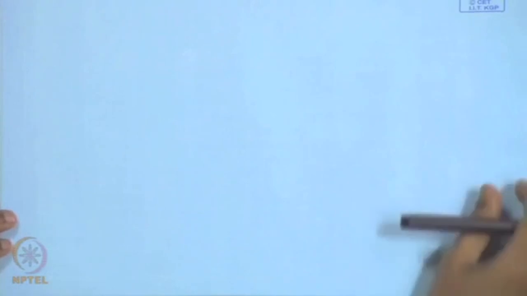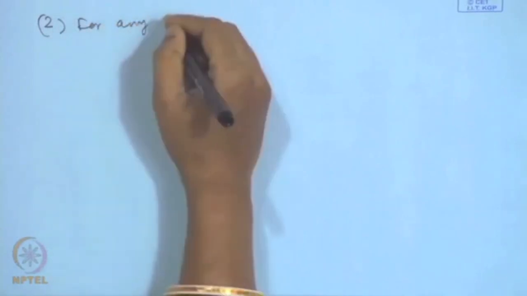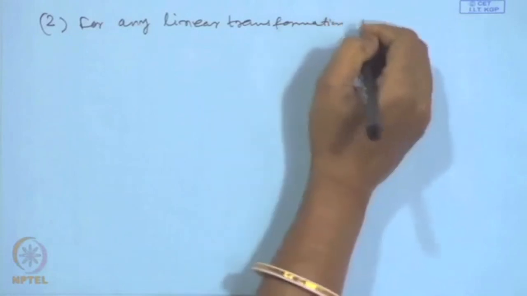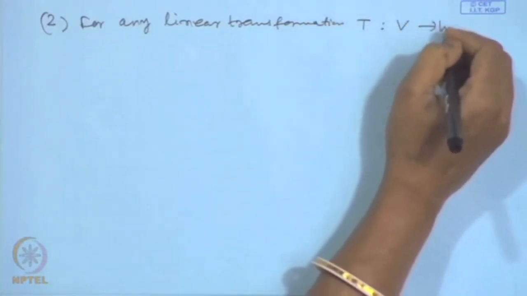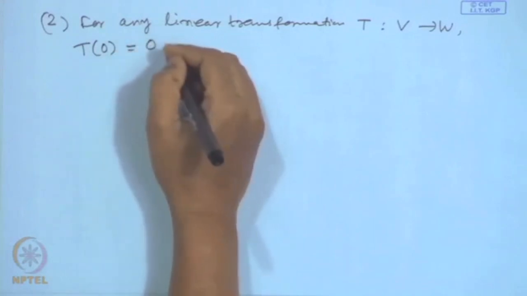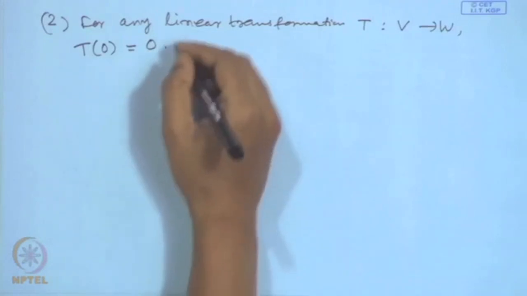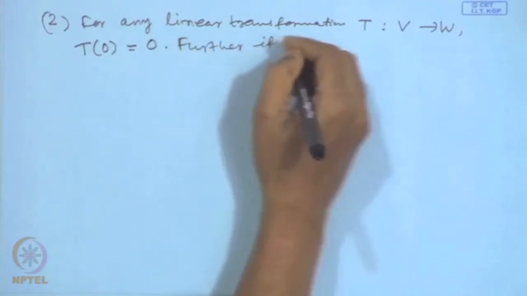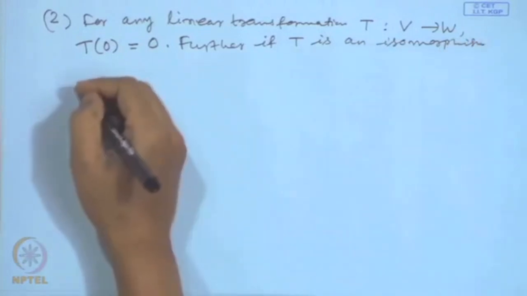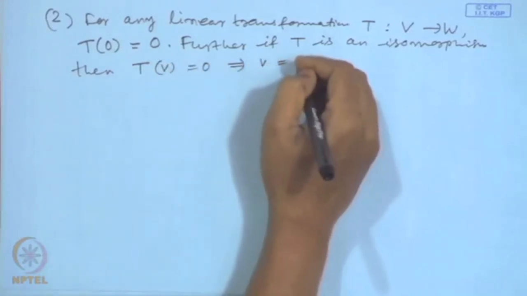So, for any linear transformation T from V to W, the image of the zero vector, that is T of zero, is the zero vector again. And further, if T is an isomorphism, then T of v equal to 0 implies that v is the zero vector.